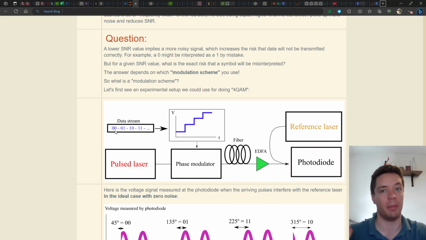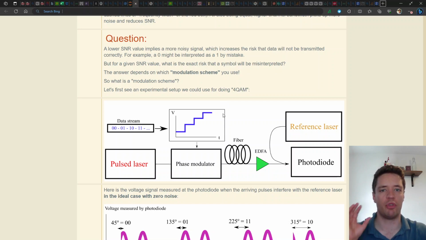So for example, 0, 0 would be one possible symbol, 0, 1 would be another symbol, and so on and so forth. Then we map every single one of those substrings to a certain voltage level. For example, we can map 0, 0 to a small voltage, 0, 1 to a slightly higher one, and so on and so forth. So we get 4 different levels here. That's where the 4 in 4-QAM comes from.